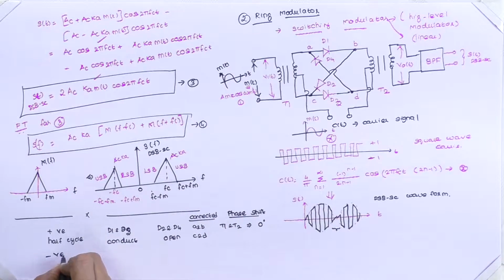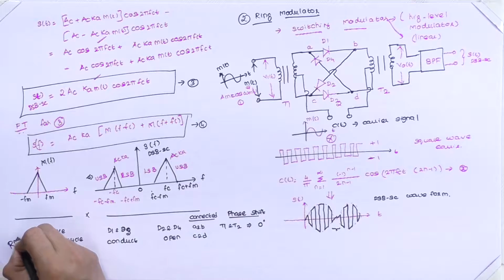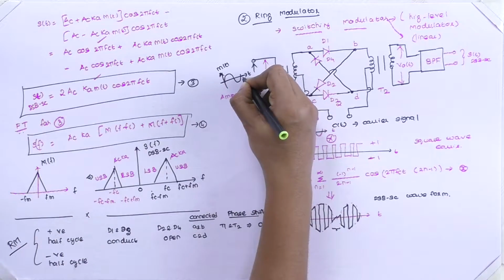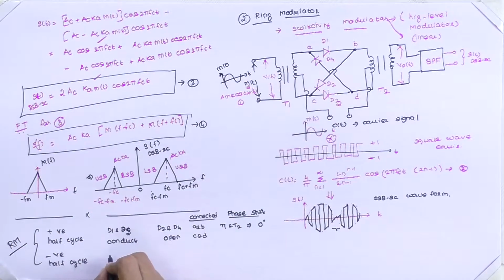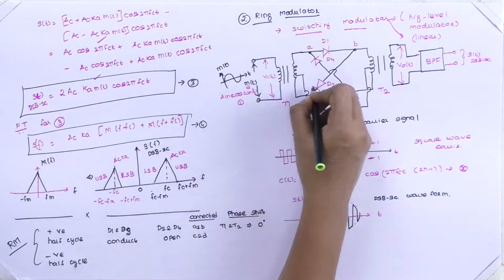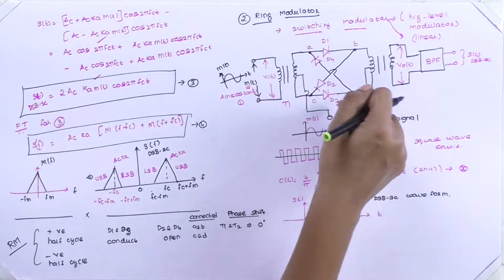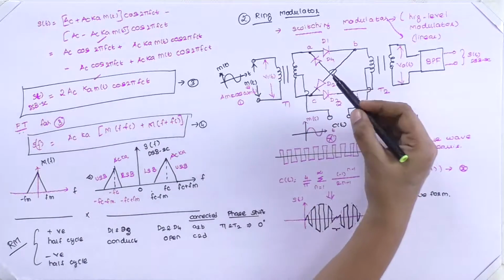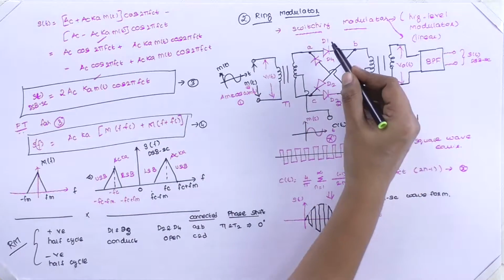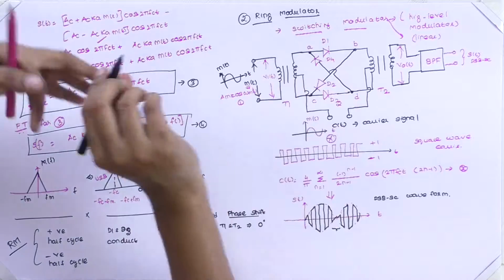Now, if we have a negative half cycle, this is for the ring modulator. So, when we have a negative half cycle of the input, what will happen? Here we are going to apply the negative input. Therefore, D1 and D3 will get reverse biased and D2 and D4 will get forward biased.